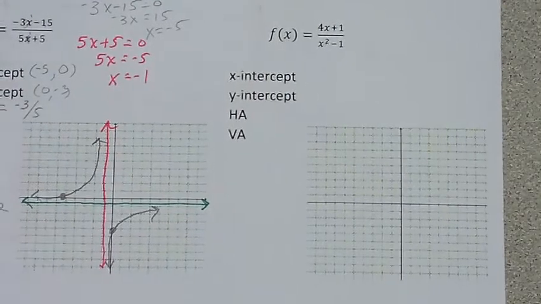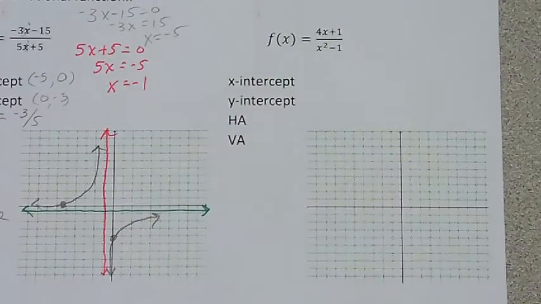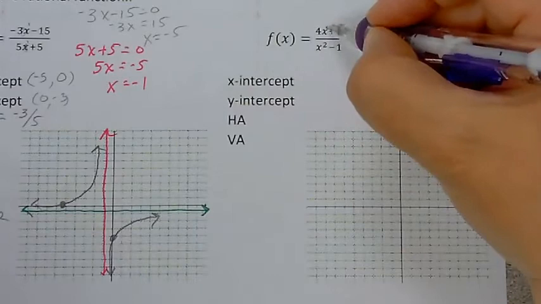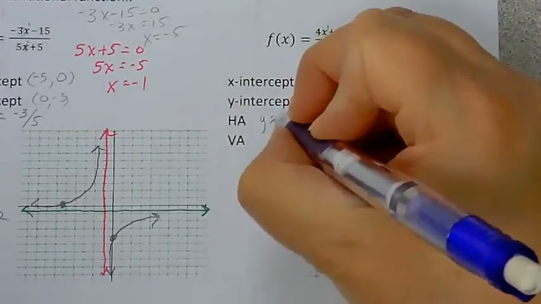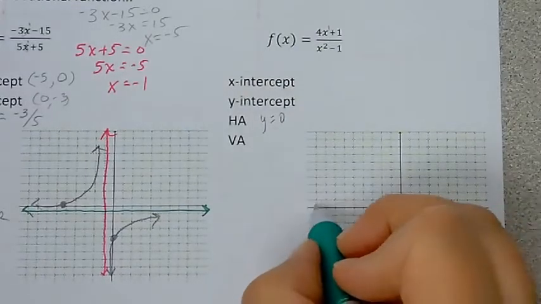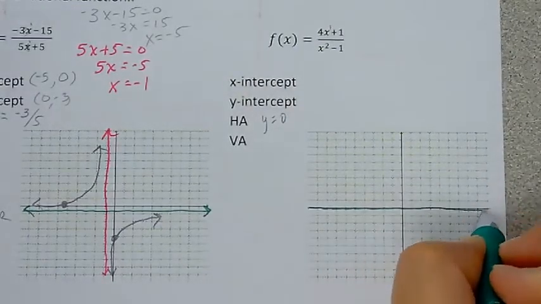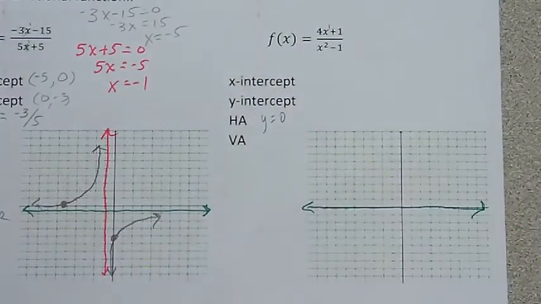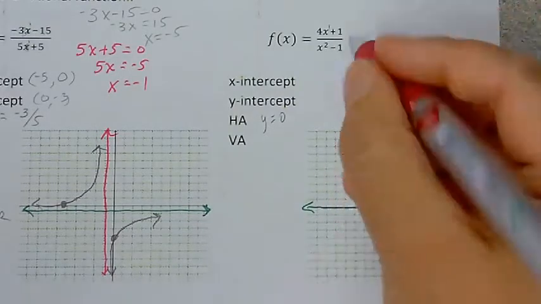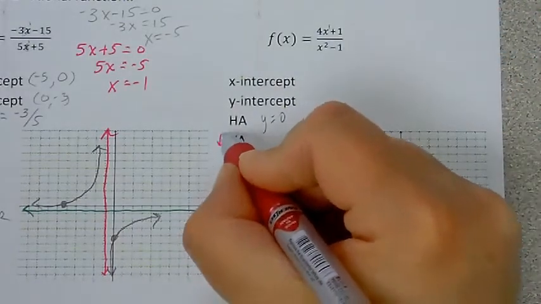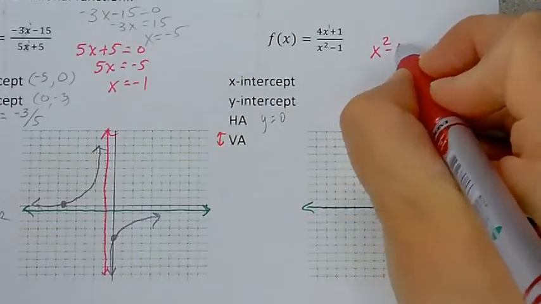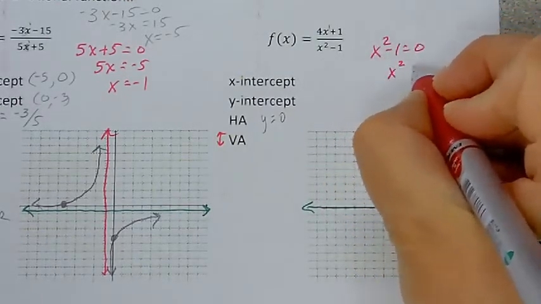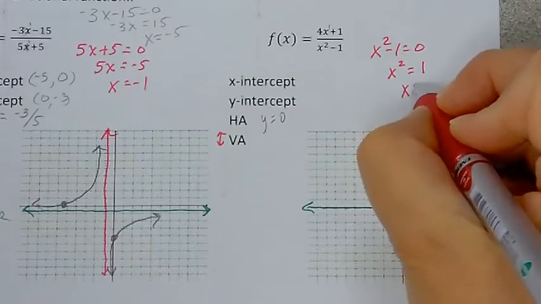I'm going to find my horizontal and vertical asymptotes first. Horizontal, I see that I have a degree is bigger on the bottom, so it's going to be at y equals 0. So I have a horizontal asymptote right here. The vertical asymptote is the one that's undefined, the line that goes up and down. So that's where x squared minus 1 equals 0. So x squared equals 1, so x equals plus or minus 1.